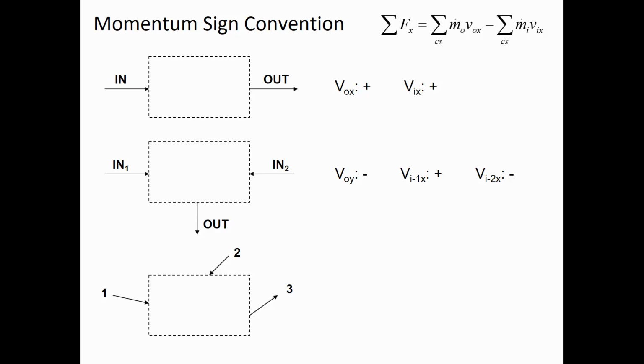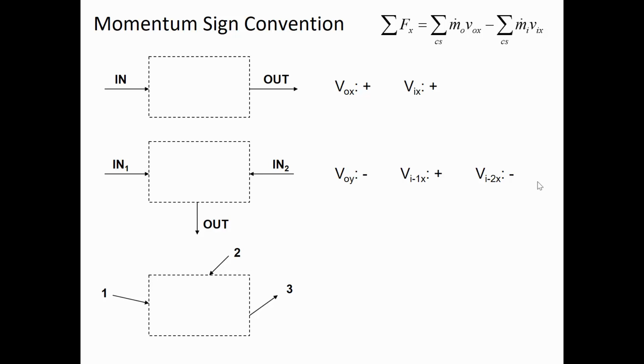And then the third stream, which is the out, so velocity out at 3 in the x direction. Positive because it's to the right. And velocity out at stream 3 in the y direction. Also positive because it's up. So you get the idea. That's how we apply the sign convention for these types of problems.